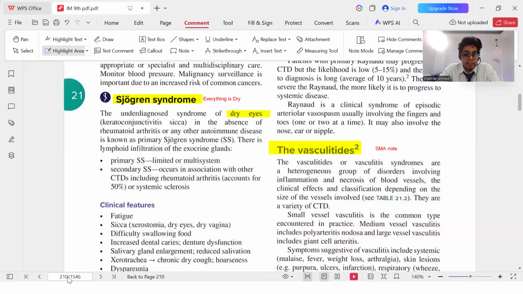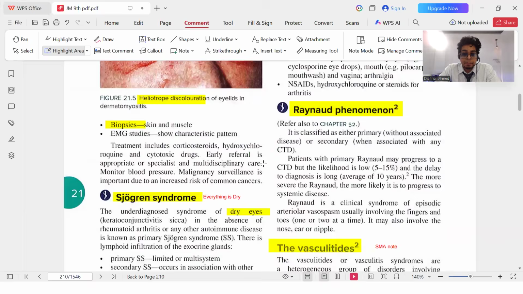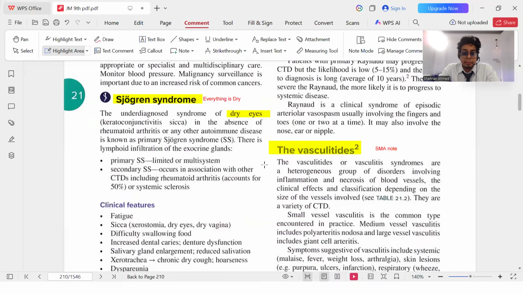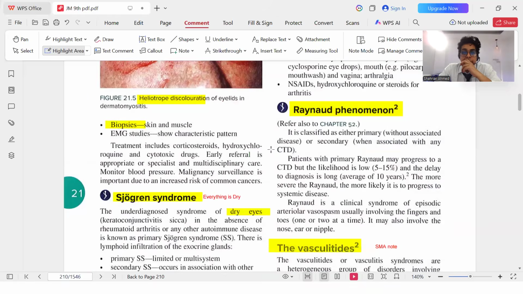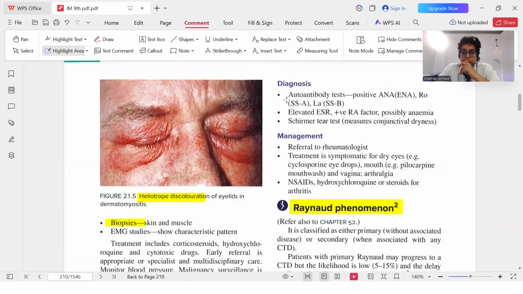Sjogren's syndrome we're discussing on page 210. 210 is the page number. Sjogren's. So anti-La, anti-Ro. Yes, good information. Increased risk of lymphoma. Well done. So difficulty, dryness. These are mentioned. Anti-La, anti-Ro autoantibody, test positive.